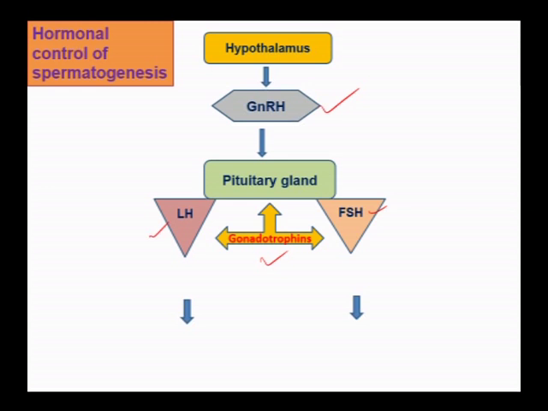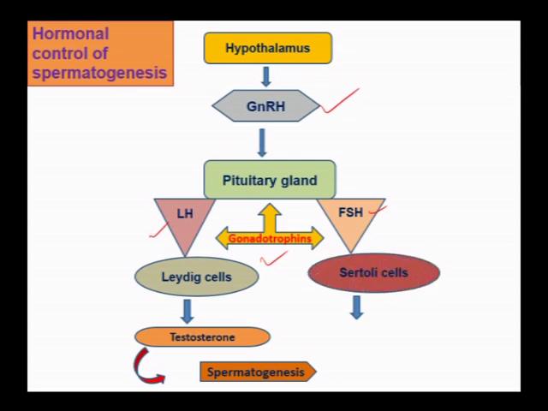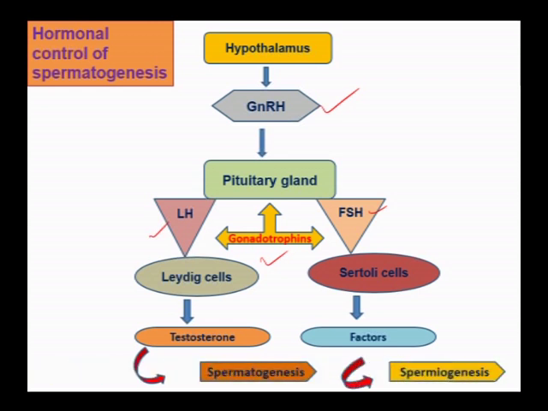So what is the significance of LH? LH acts on the interstitial cells of the testis known as Leydig cells, and induces Leydig cells to secrete testosterone, and this testosterone is responsible for the process of spermatogenesis to occur. Similarly, follicle stimulating hormone, or FSH, acts on Sertoli cells of the testis and induces them to secrete certain factors which are responsible for the transformation of spermatids into sperm. This is known as spermiogenesis. This is a representation showing the regulation of spermatogenesis by hormones.